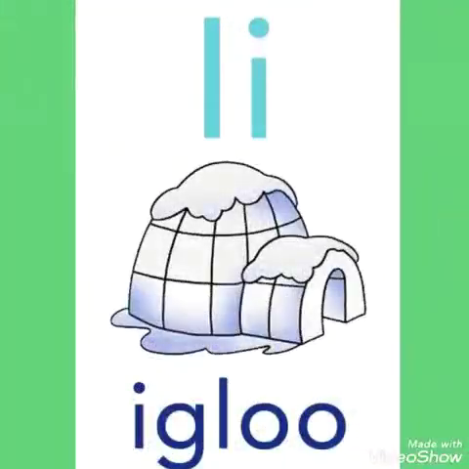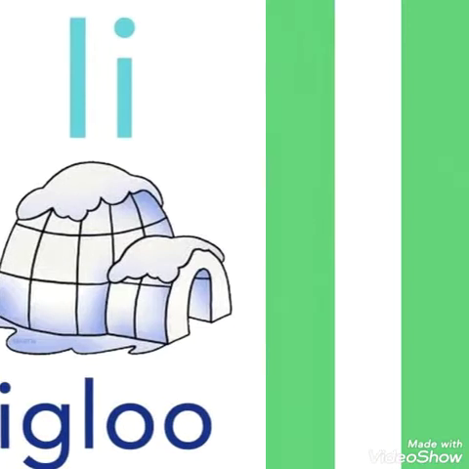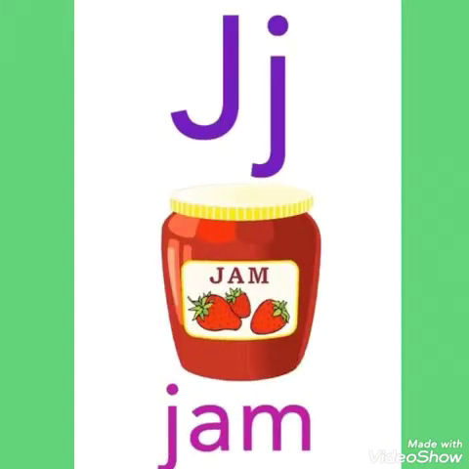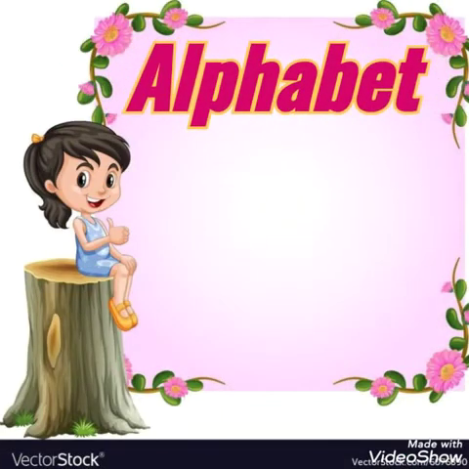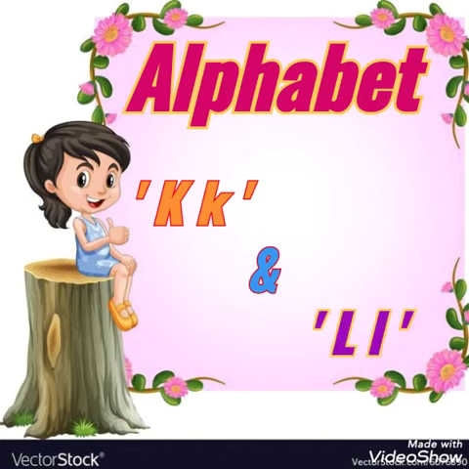In the previous video, you learnt letter I. I for igloo. And letter J. J for jam. Now today we are going to learn alphabet K and alphabet L.